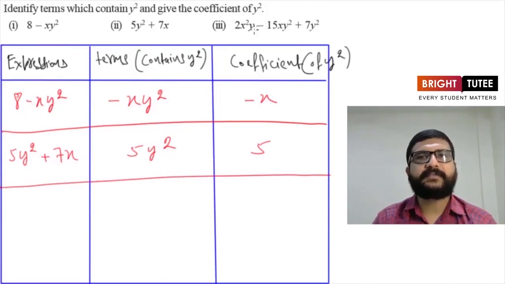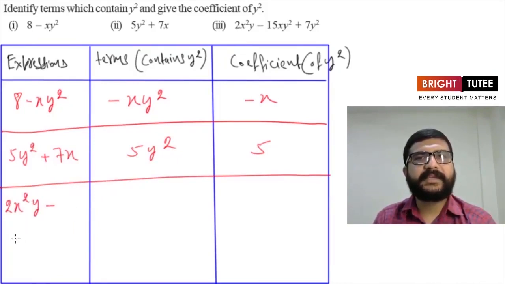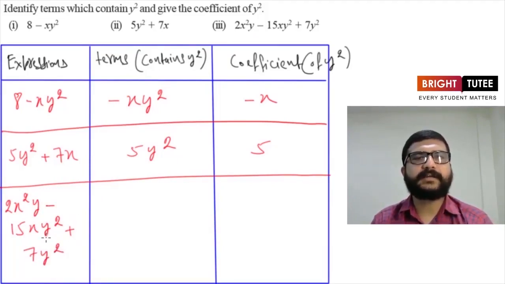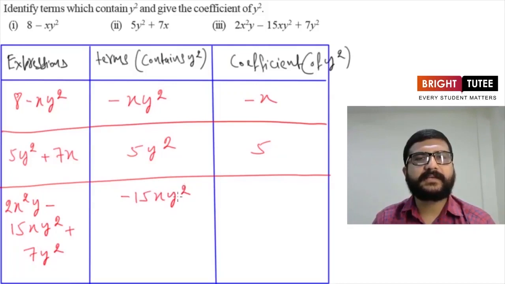Now the last part of this question, it is 2x square y minus 15xy square plus 7y square. Now in this expression we are having two terms which contain y square. The first one is minus 15xy square, this is the first term, and the second term is 7y square.